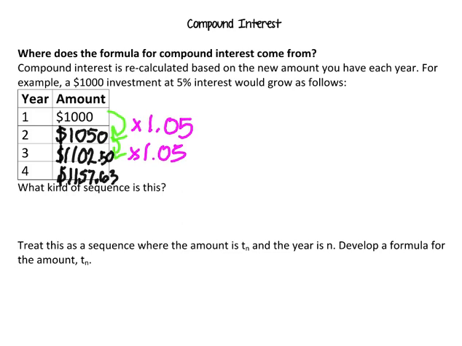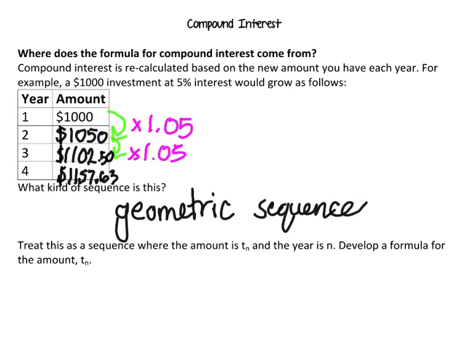So if you think back to our discrete functions unit, what kind of a sequence is this? What kind of a sequence of numbers do you multiply by something every time? We're multiplying by a constant multiplier. Remember, that's actually a geometric sequence. I know this was a few months ago, so it might be rusty. So the formula for a geometric sequence is this.